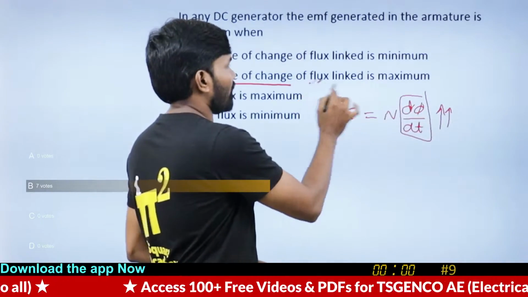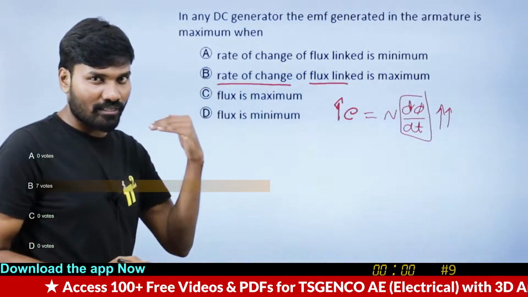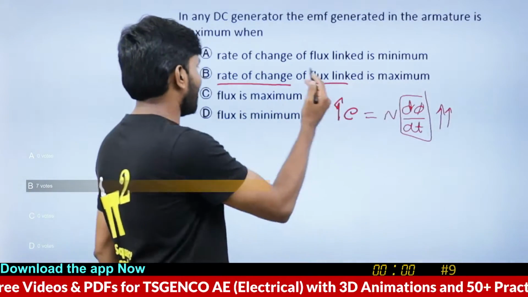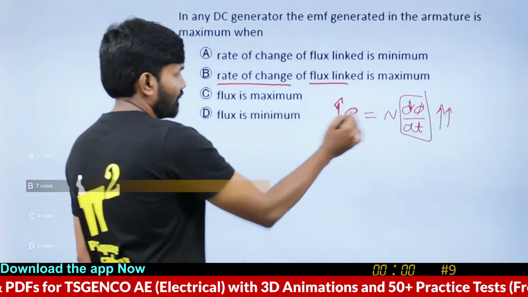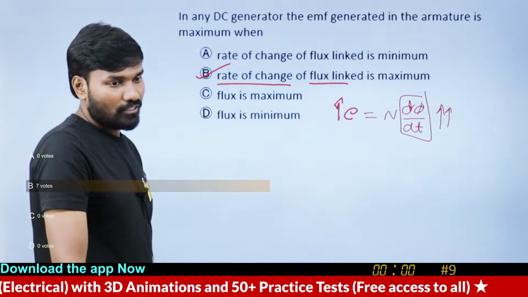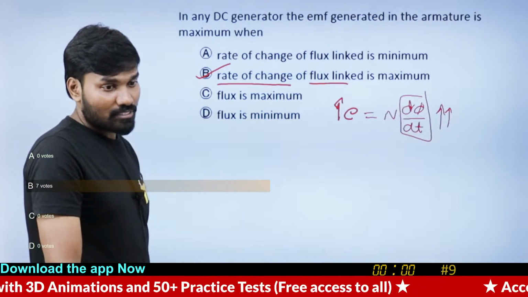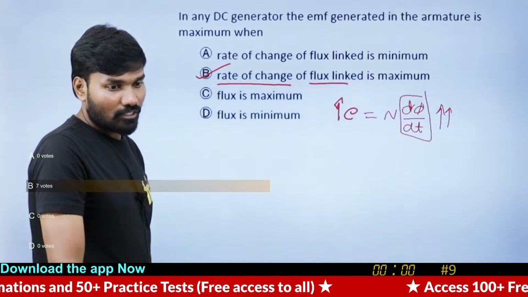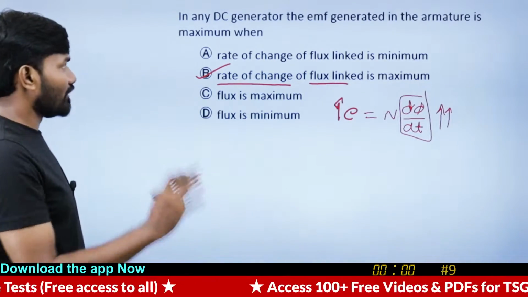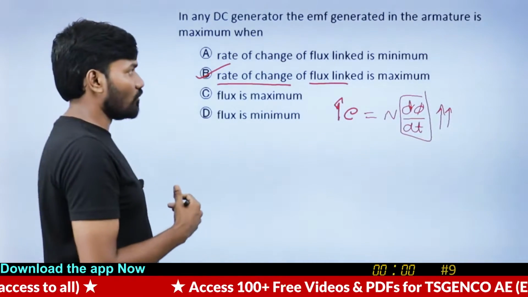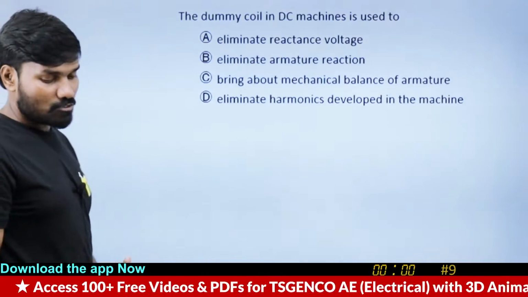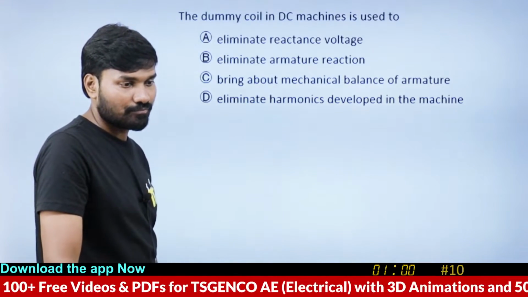In what? Phi, flux. Whenever you have dt in the denominator, it is with respect to time, it's changing. So if this is high, this is high naturally. So B is the answer. Okay, very good. We got the analysis as well from Lokesh. Okay, let's go to the next one. Any questions on this? Anything to ask? No queries? Good. Next one.